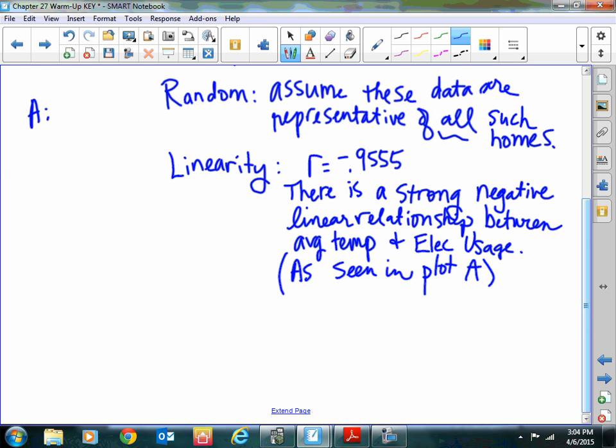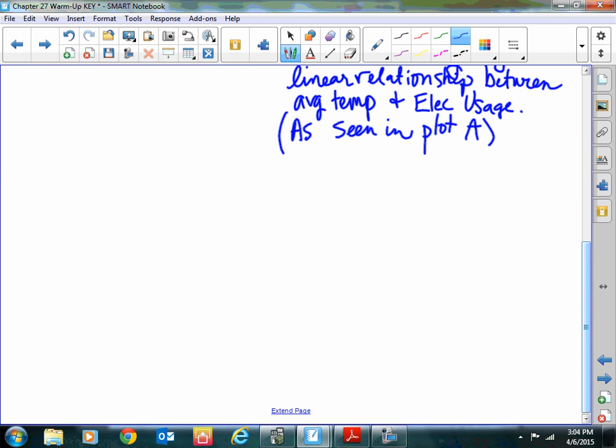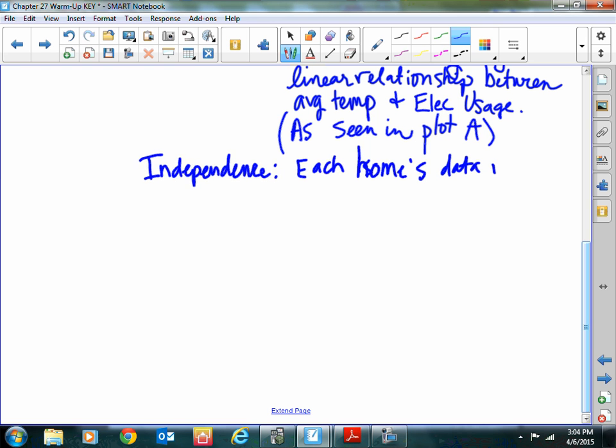All right. Next, the I. That is your independence. So that's kind of our typical thing where I think each home's data is independent of other homes' data.